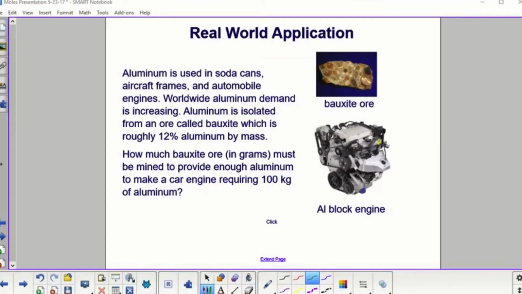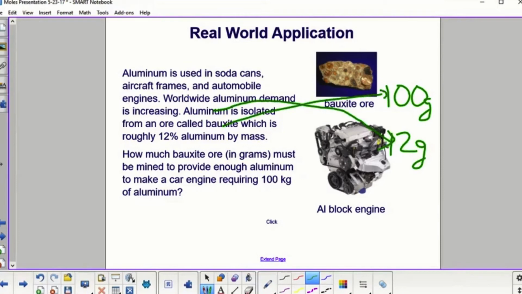Let's work a problem with aluminum. Aluminum is used in soda cans, aircraft, automobile engines. Demand is increasing. Aluminum is isolated from an ore called bauxite, which is roughly 12% aluminum by mass. So what that tells us is that for every 100 grams of bauxite, 12% of that is aluminum. So that would be 12 grams of aluminum for every 100 grams of bauxite. So let's put an arrow here. That's the aluminum, and there's the bauxite.